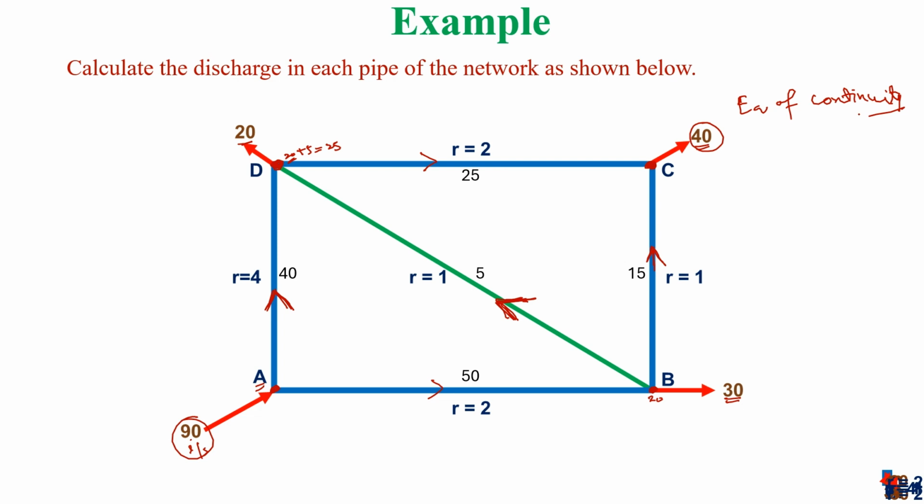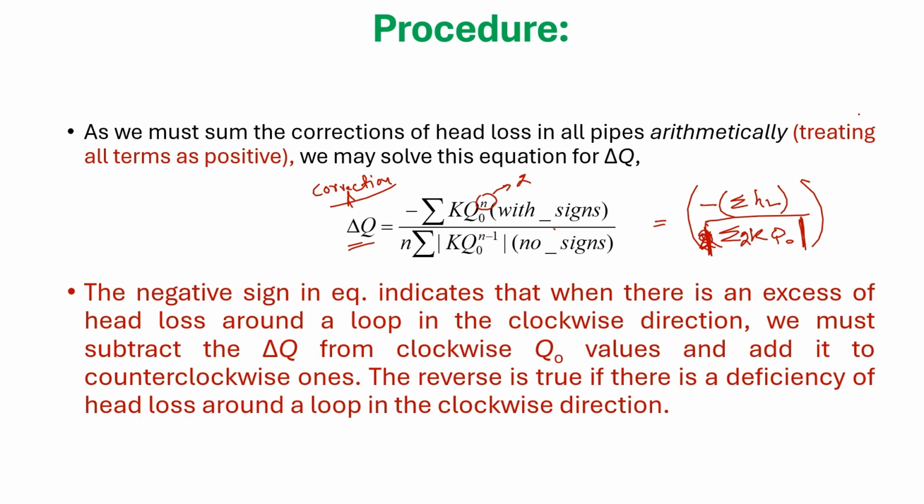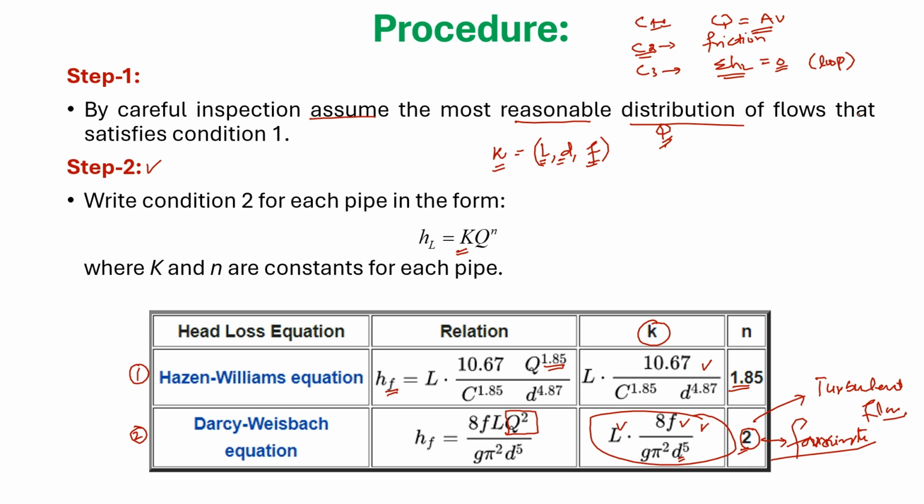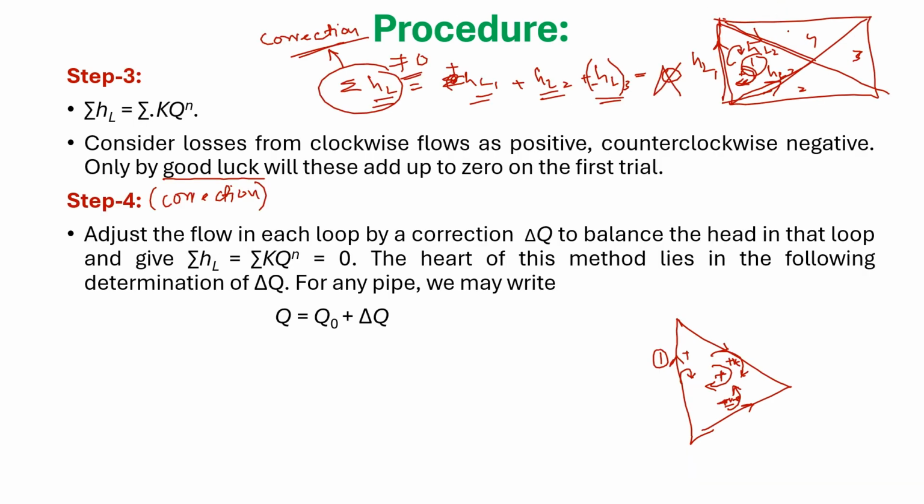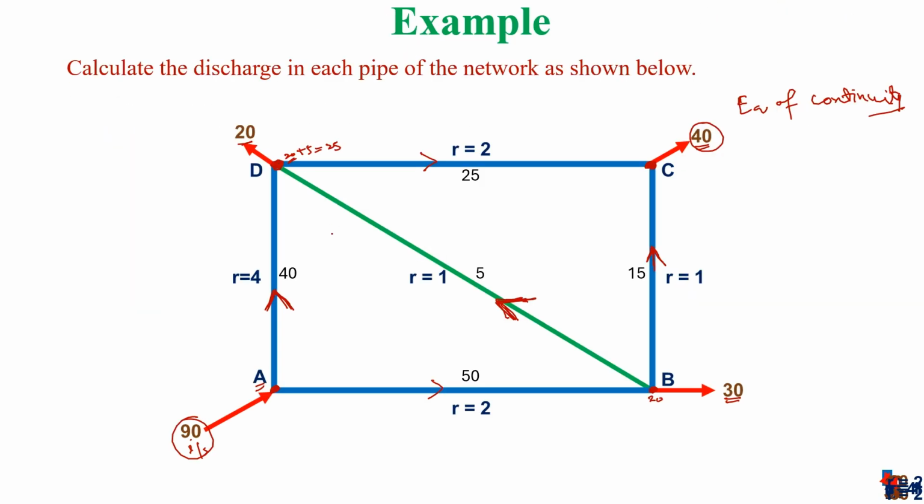With this initial distribution, we are done with the first step, as we have assumed the most reasonable distribution of flows that satisfies condition 1. That means we have satisfied the equation of continuity at each joint, because at this A, the incoming flow is 90 and the outgoing flow is also 90: 50 and 40.